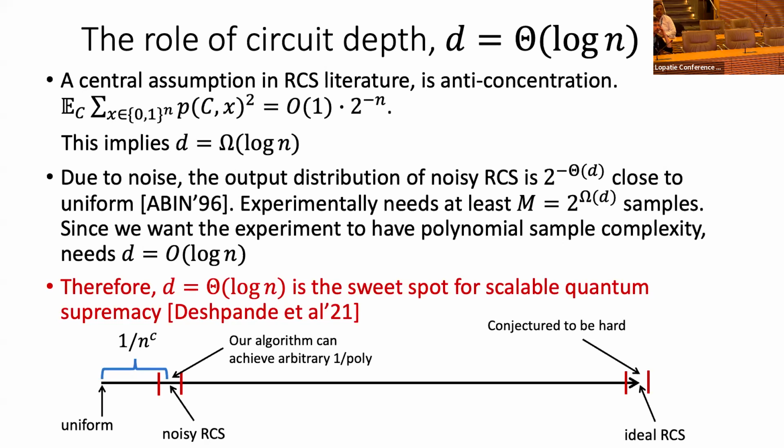Okay, so there's a sweet spot of log depth. Our algorithm at this log depth can achieve any arbitrary 1 over poly total variation distance, so we can mimic whatever test is going to be run, as long as the number of samples is polynomial.